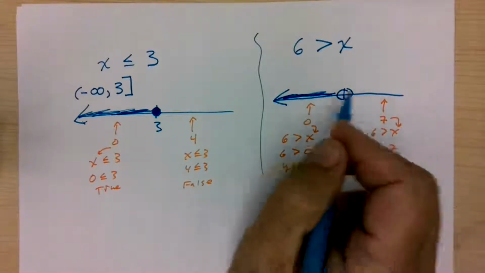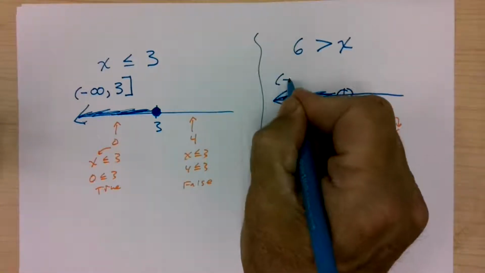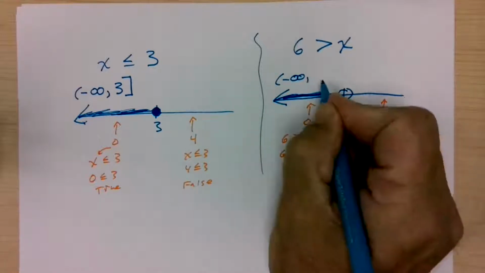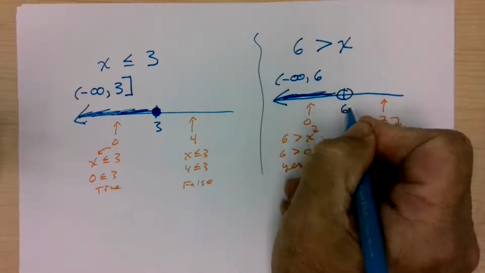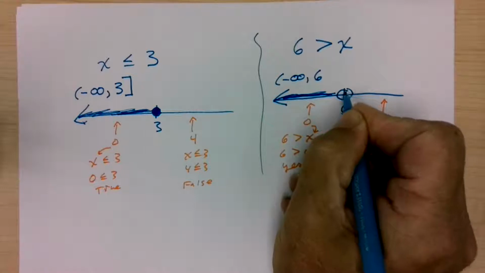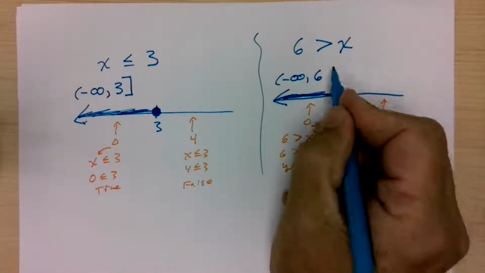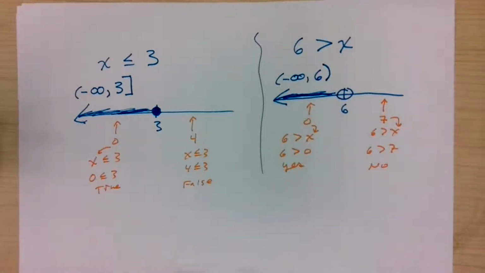Again, it goes all the way to negative infinity, and it ends at 6. But this time, we don't actually get to 6. It's an open circle because there's no equal sign up here. That will be a round bracket.